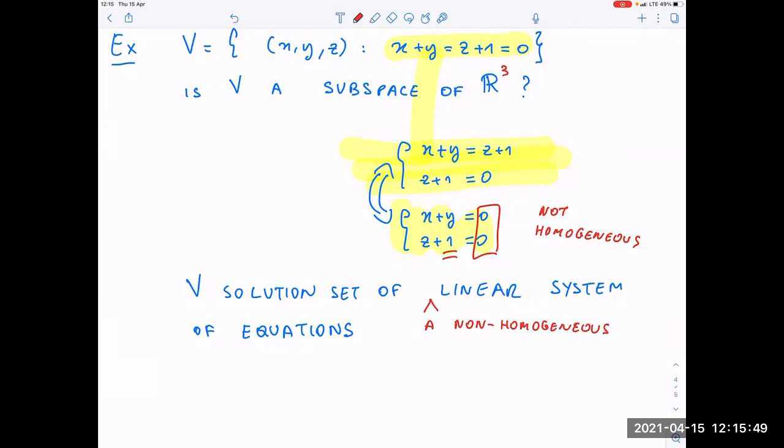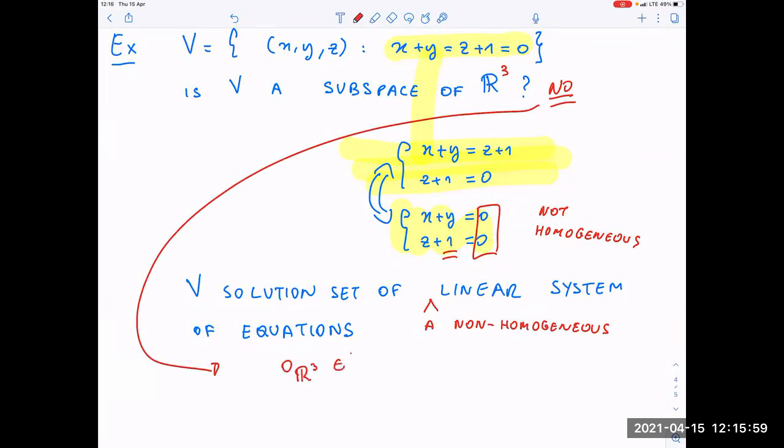And so this is not a subspace, no. And the reason for saying no is that, as many of you said, the 0 of R3 does not belong to V. And so the necessary condition is not satisfied. And so we say it is not a subspace. Okay, good. This is why we say no way it is going to be a subspace, because the zero element is not there.